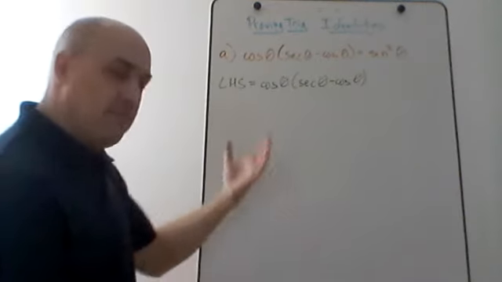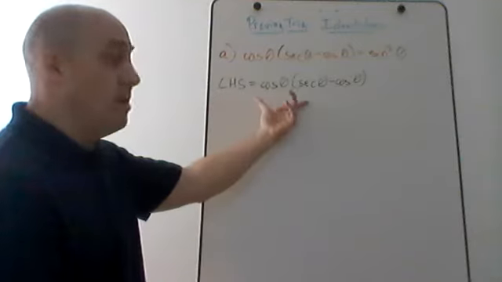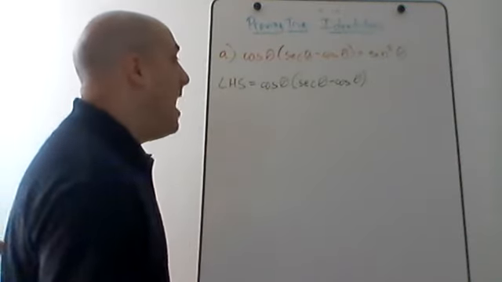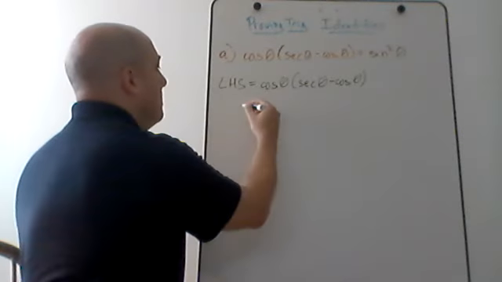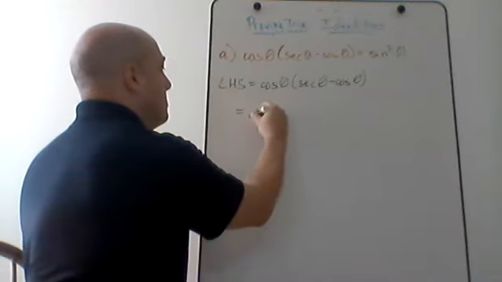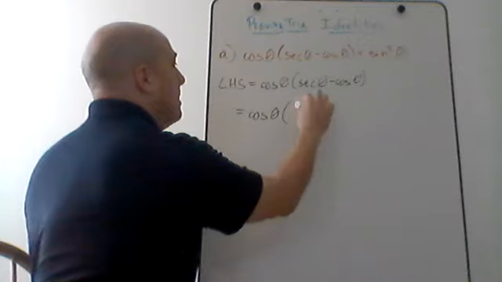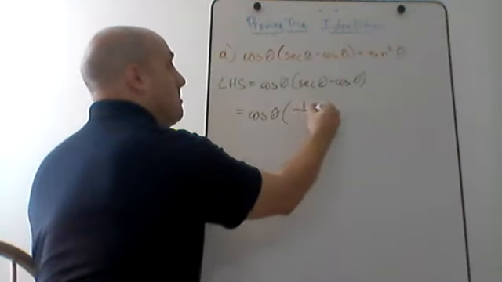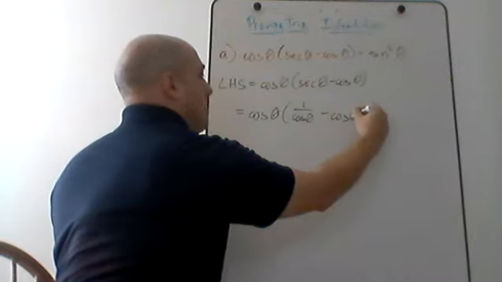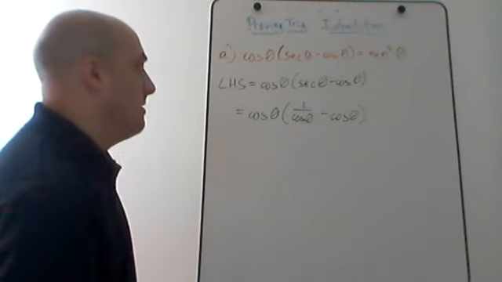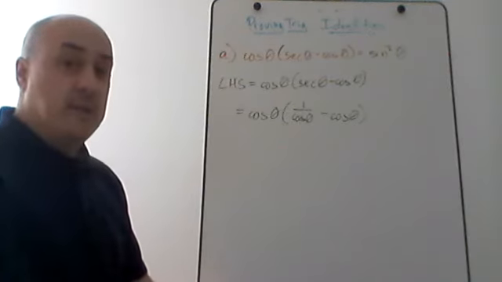All right, so first thing, if I'm following those guidelines, I started with the more complicated side. Now I'm going to turn everything into sines and cosines. Most of what I have here is already cosines. So cosine theta times, and now secant theta, remember secant is the reciprocal of cosine. So let me write that as 1 over cosine of theta. Changing everything into sines and cosines.